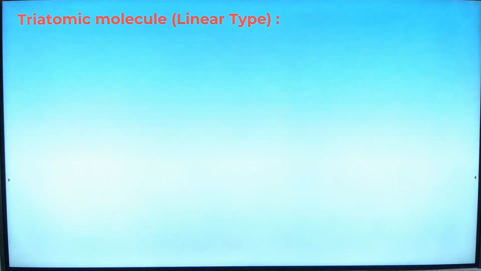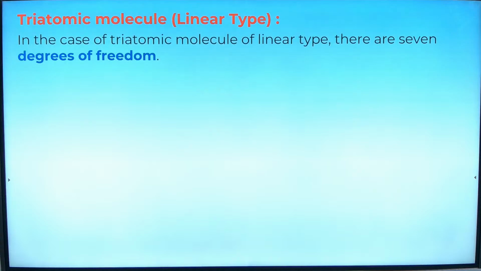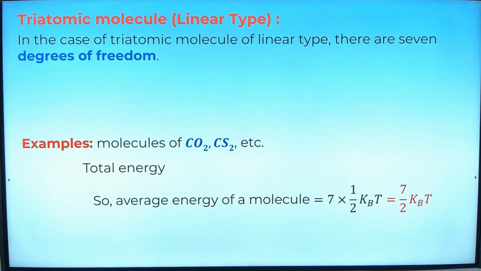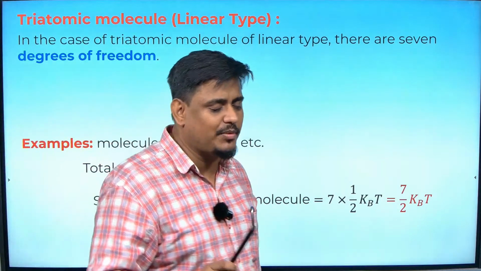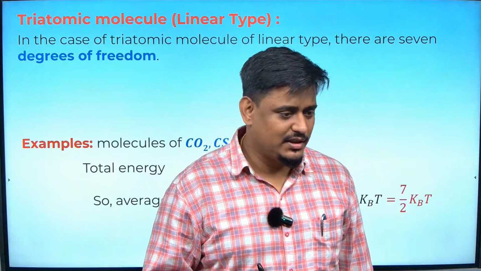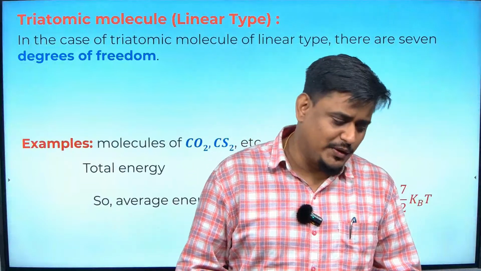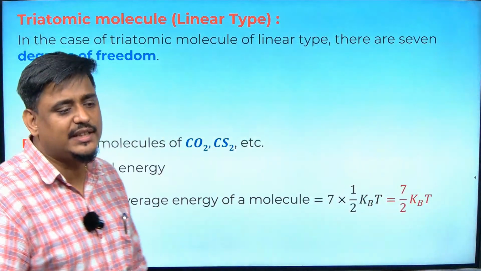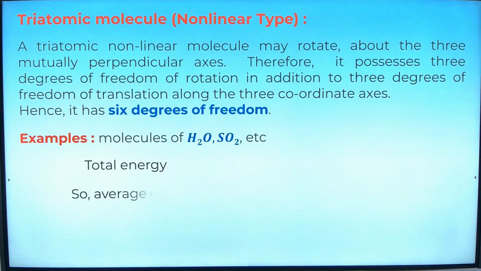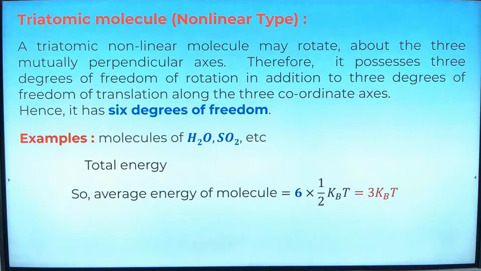Right. So for triatomic linear, 7, we already derived, no? And for energy, 7 means 7 by 2 kT. Remember these things. For monatomic gas, 3 by 2 kT. For diatomic, 5 by 2 kT. For triatomic linear, 7 by 2 kT. And for triatomic non-linear, 6 by 2 kT. That is 3 kT. Same thing will happen. See here. Is it clear to you?